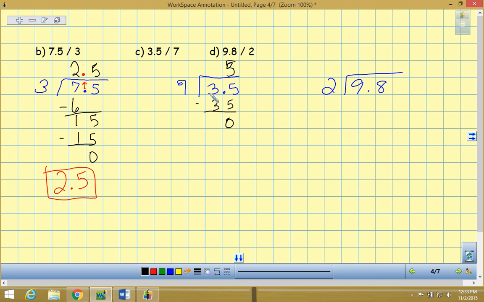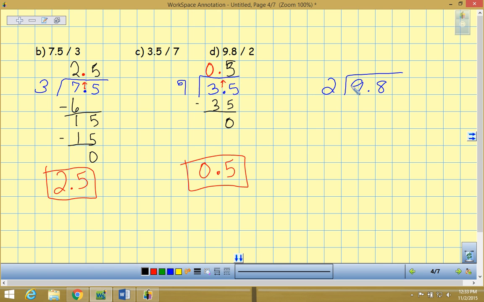Alright, now, so let's look at this. We're going to bring that decimal straight up, and you might even go ahead and have a 0 here to show 5/10. Good work. Okay, looking at this one.